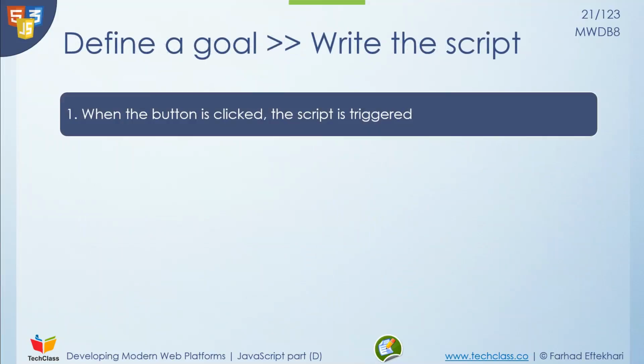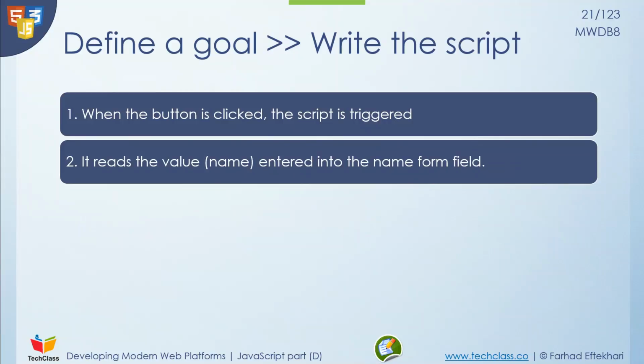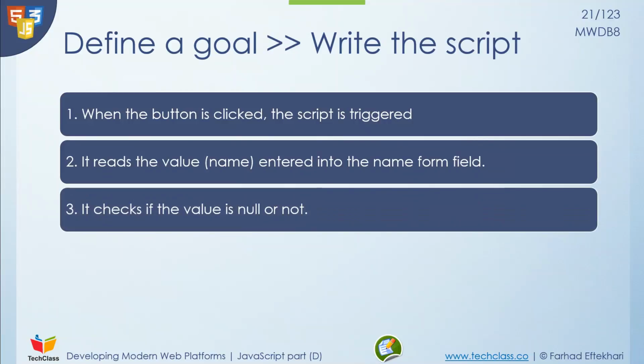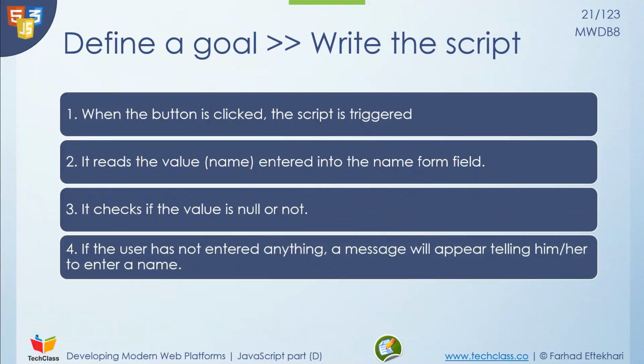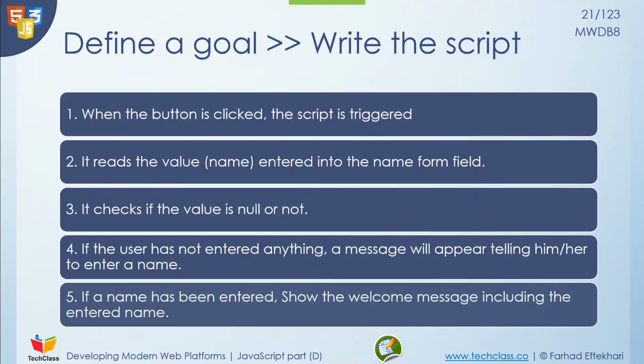Alright, now let's define a goal and write some scripts. When the button is clicked, the script is triggered. It reads the name value entered into the name form field. It checks if the value is null or not. If the user has not entered anything, a message will appear telling him or her to enter a name. If a name has been entered, show the welcome message including the entered name.